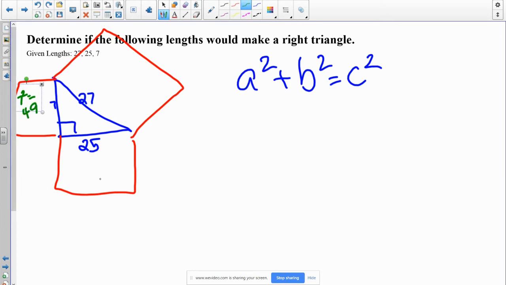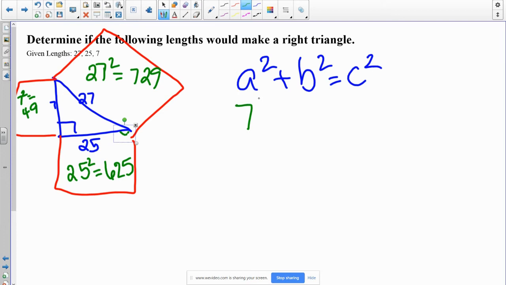I'm going to find the area of this square. So one length is 25. That means this length is 25. So 25 squared, or 25 times 25, is 625. And then I'm going to take 27, and I'm going to square that, because 27 times this side of 27 equals 729. So I'm just going to record what I have so far, because once you get used to this, you don't always have to draw a diagram or a picture if you don't want to. It's totally up to you.